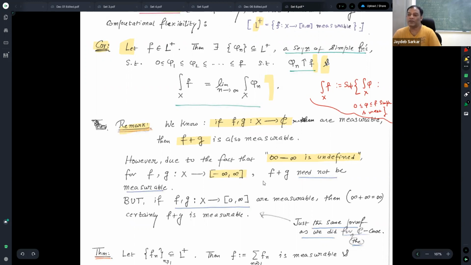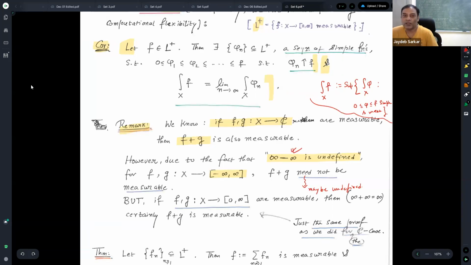So f plus g need not be measurable, or I might want to say f plus g need not be defined, may not be defined even, may be undefined. You understand? It's because if you have these, then this trouble might occur, correct?